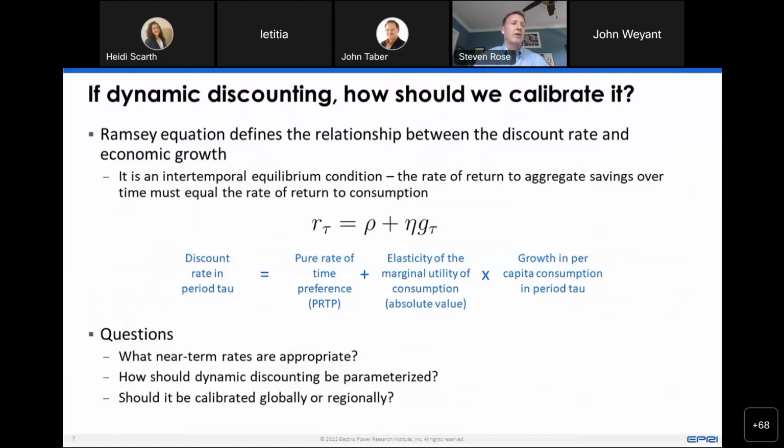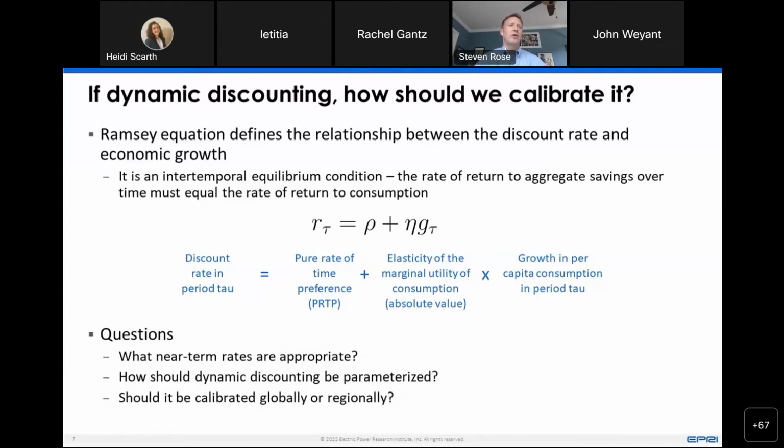So recognizing that dynamic discounting seems to be the appropriate approach going forward for the kinds of calculations we're doing here, we then need to think about how we calibrate that relationship. This brings us to something referred to as the Ramsey Equation. You'll hear Billy also refer to this. This is a particular equation that defines the relationship between the discount rate and economic growth. In particular, it's important to note that it's actually an intertemporal equilibrium condition. In other words, it's something that has to hold.